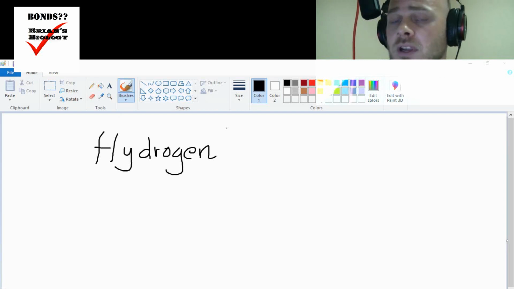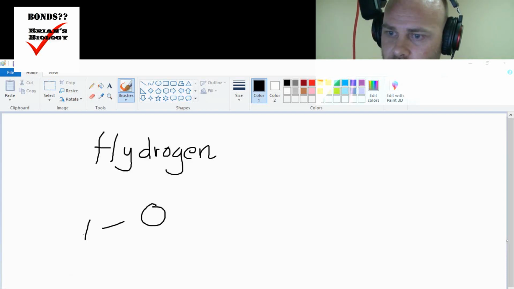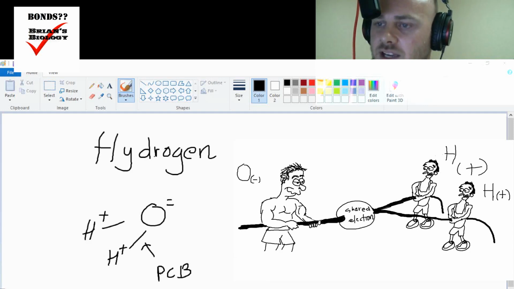For example, if you remember, in the previous example when we drew water, we had a bond between the oxygen and the hydrogen, where the hydrogen had given its electron into the shared area of the oxygen. Oxygen is bigger, so it takes on a negative charge. Hydrogen has a positive charge, and we had two of those. Well, this bond right here is a polar covalent bond. It is not a hydrogen bond.